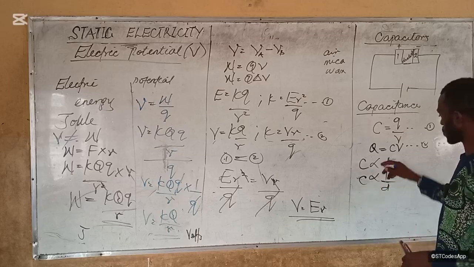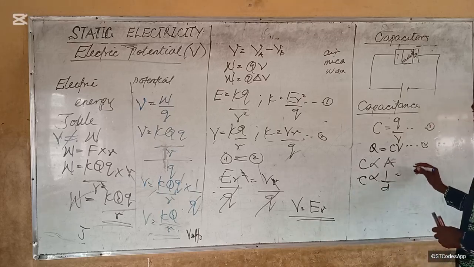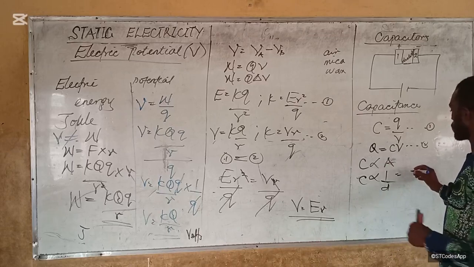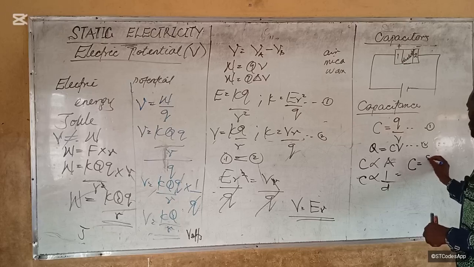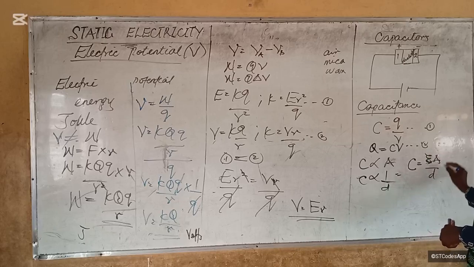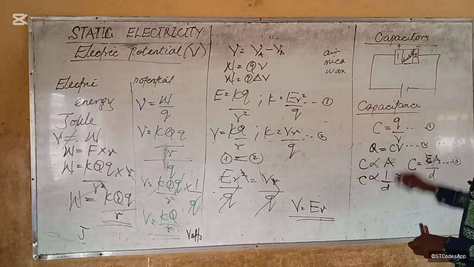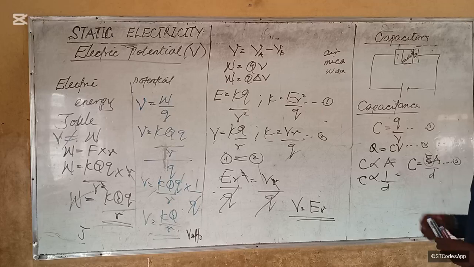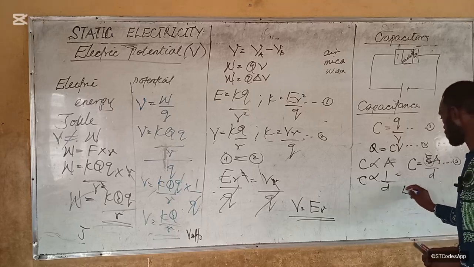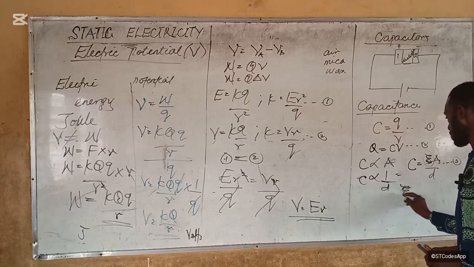So we have our constant here, the permittivity of free space. We say C is equal to the permittivity of free space, epsilon naught, times A over D. This is one other formula you should know, equation 3. There's one other formula with this, because different materials have their relative permittivity.